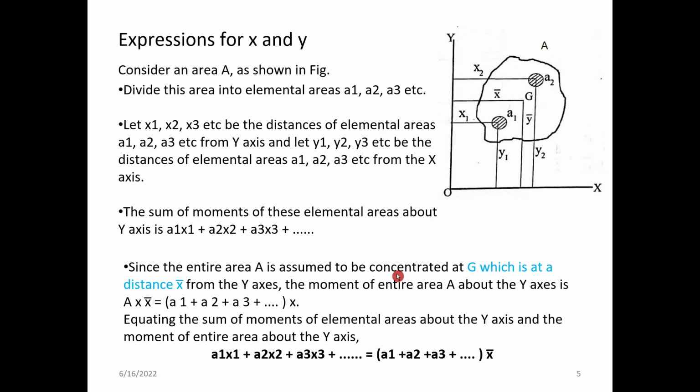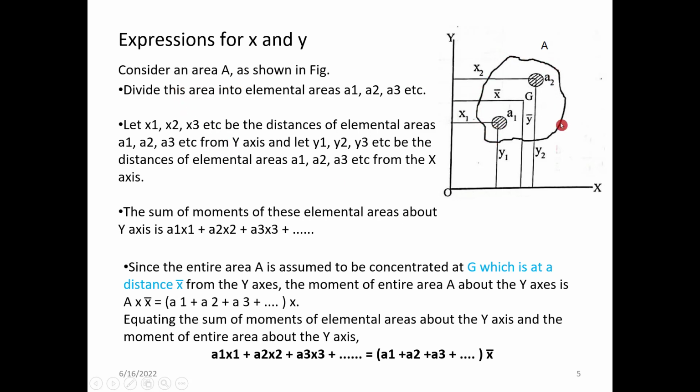Now we have the expressions for x and y. So we are dealing with an irregular shape. You can see here an irregular shape which doesn't have any axis of symmetry. So we are going to fix the centroid, right? For a planar figure, we are assuming it as G with respect to the given axes x and y. So consider an area.